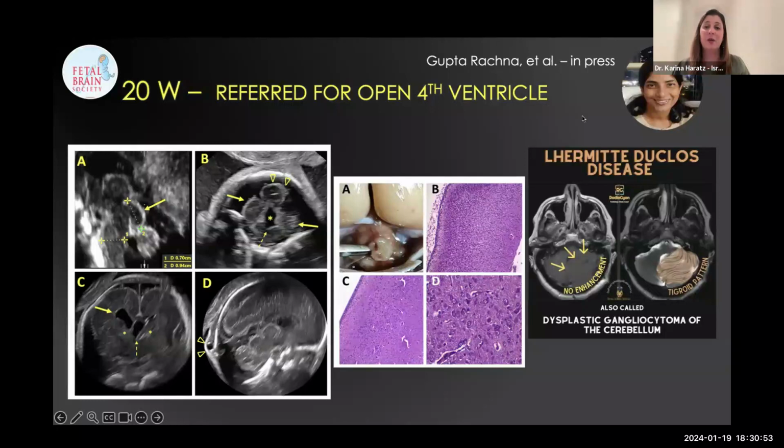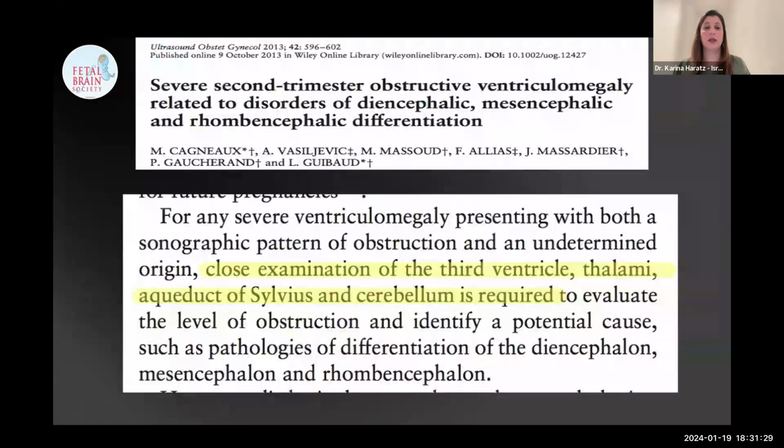And this is an opportunity to present this wonderful work made by Rashna Gupta on a gangliocytoma of the cerebellum, a mass protruding from the cerebellum. The patient was sent because of an open fourth ventricle. So the mass distorted the cerebellum and raised the vermis. And we even have a tubulinopathy pattern of the anterior horns, but the pathology showed that it was a tumor, a Lhermitte-Duclos disease, a gangliocytoma of the cerebellum.